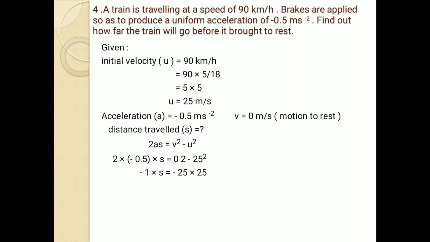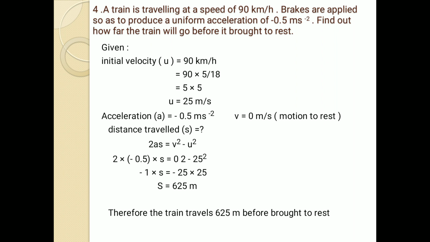And here you see the simplification. 2 into 0.5 is 1. If you write 0.5 as 1 by 2, the 2 gets cancelled, so 1, and the minus sign is there, so minus 1. So minus 1 into s is equal to minus 25 into 25. Both left hand side minus and right hand side minus we can cancel. So s is equal to 25 into 25, 625. Is it clear?